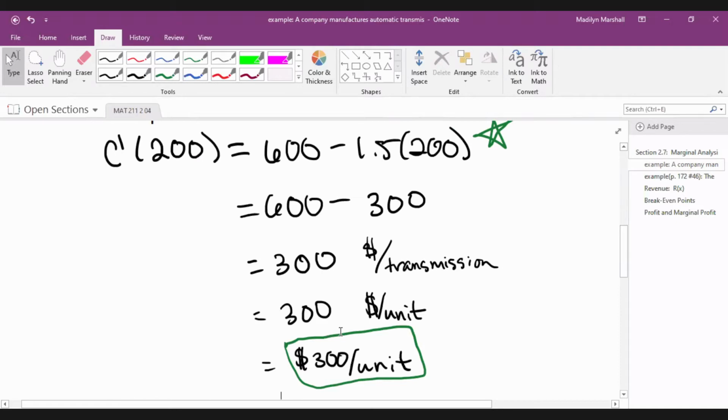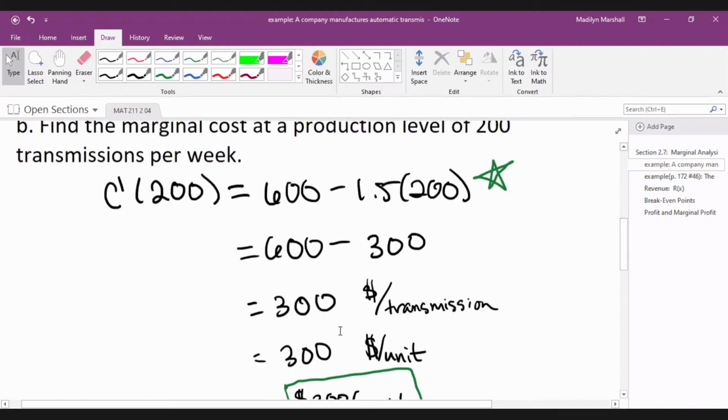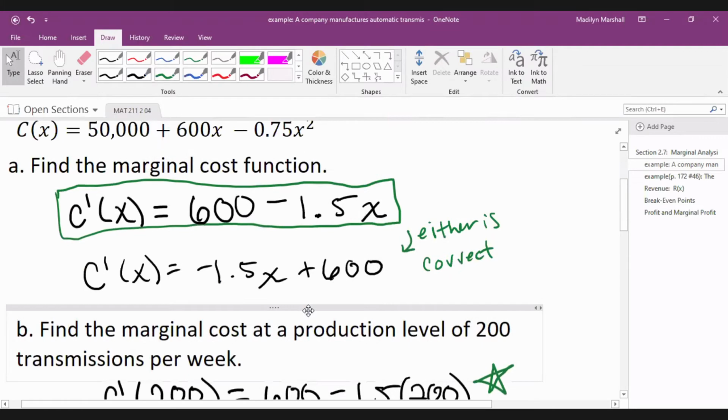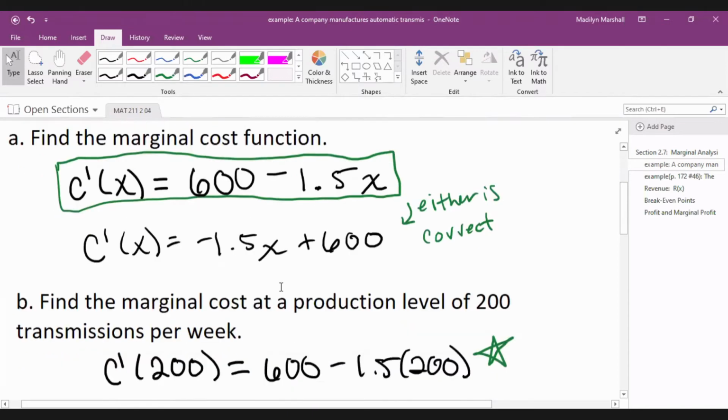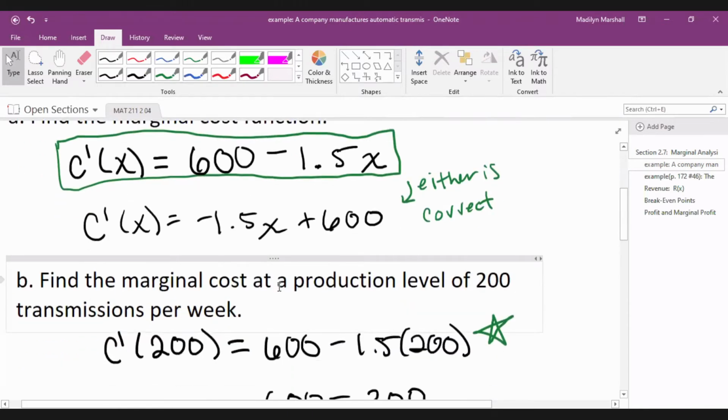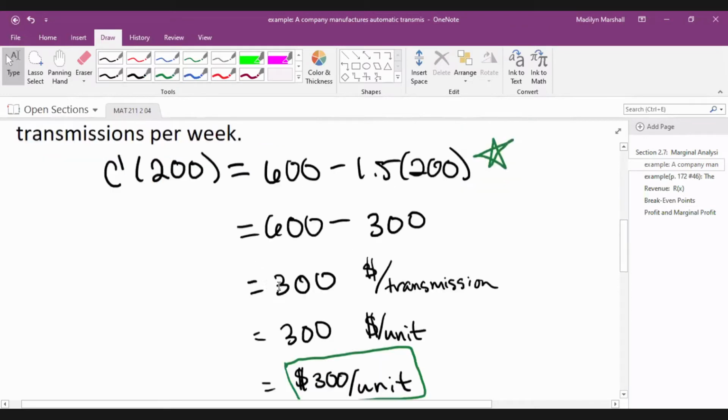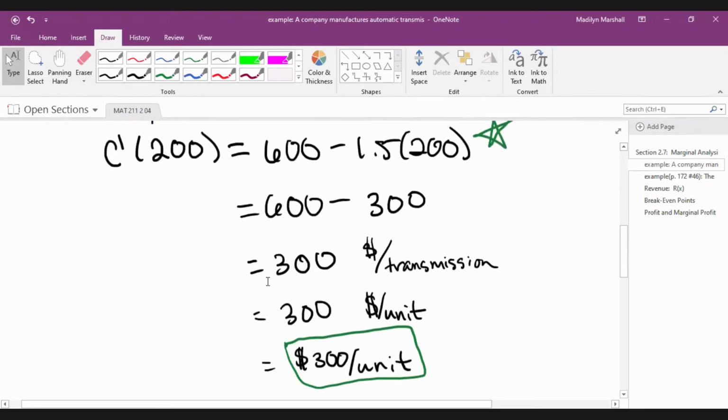So all of this stuff, we have our things we are doing on Tuesday to take the derivative to find the marginal cost function. Otherwise, we're just evaluating using that marginal cost function.